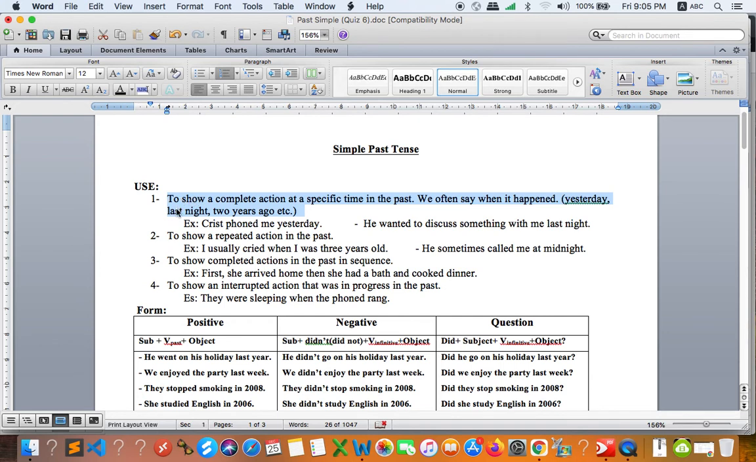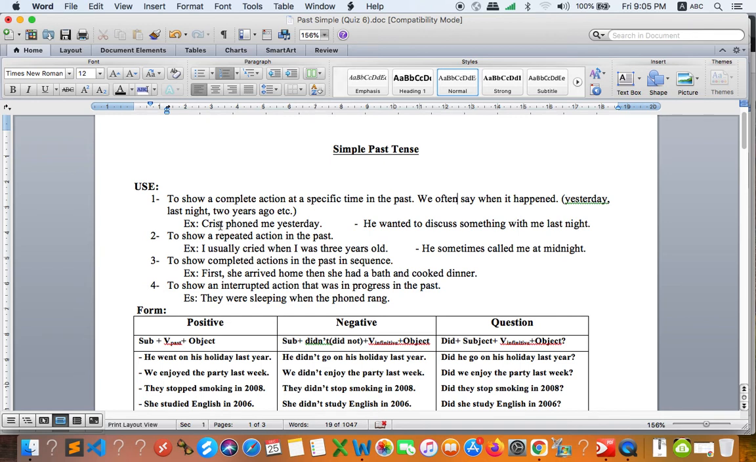Past simple is used to show a complete action at a specific time in the past. Specific, just like an exact, clear time in the past. The action happened at a specific time and finished in the past. We often say when it happened, just like yesterday, last night, 2 years ago. These are time expressions that tell us exactly about the action that already finished.